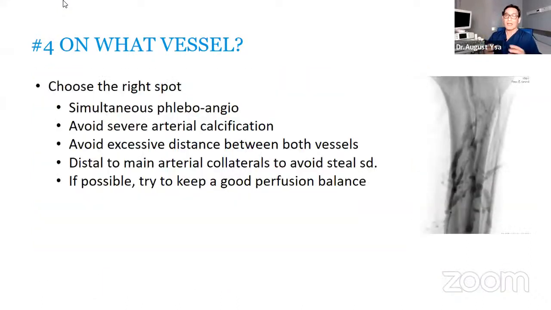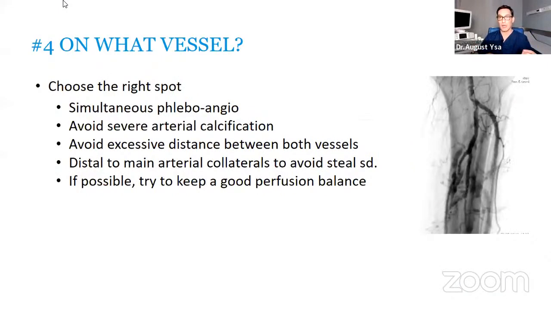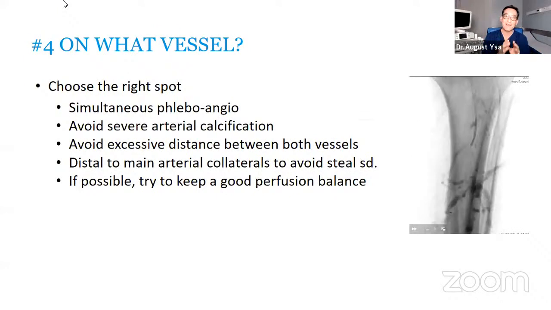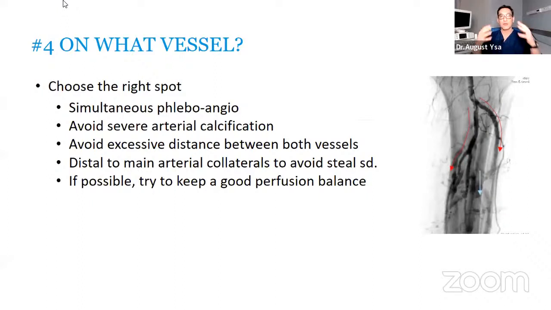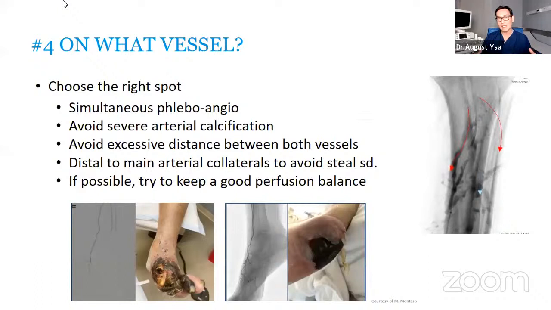And where do you need to place your hole? I would say you need to perform a flebo-angiography to locate the best spot for the connection. Try to avoid calcification and always try to avoid excessive distance between both vessels. My recommendation is to perform the connection distal to the main branches in order to avoid the arterial steal syndrome, and as Miguel Montero mentions, always try to keep a good balance between the remaining arterial network and your DVA.